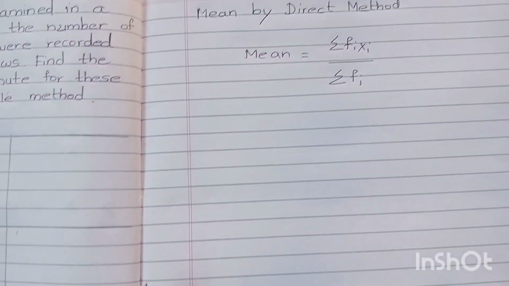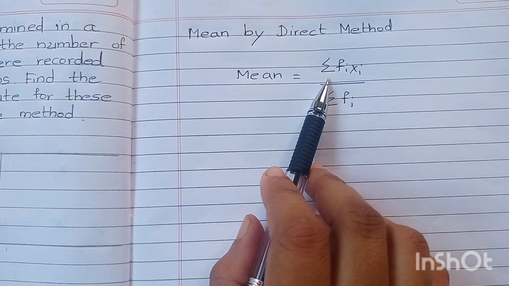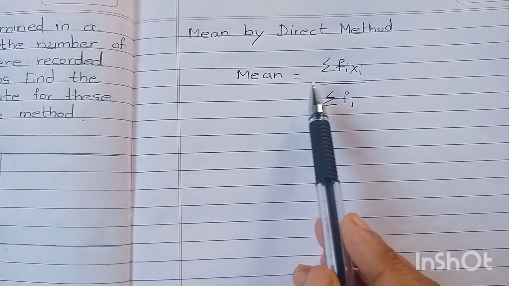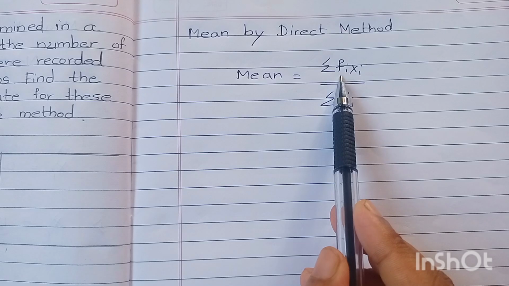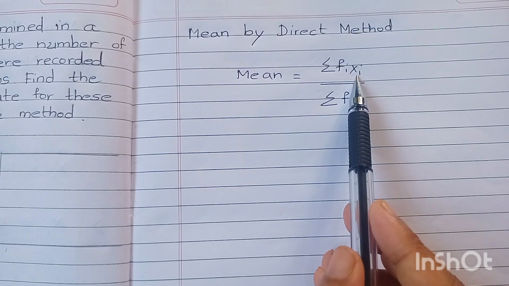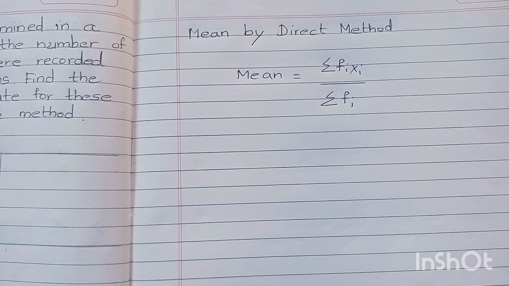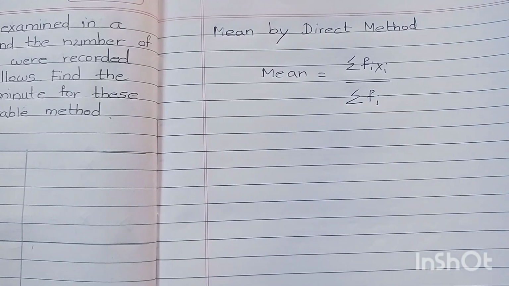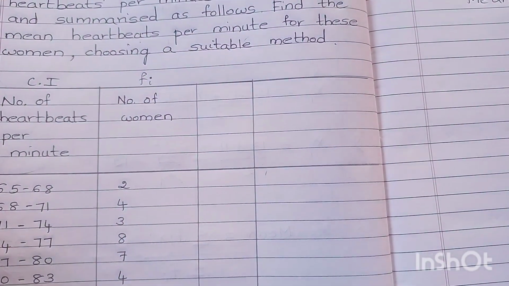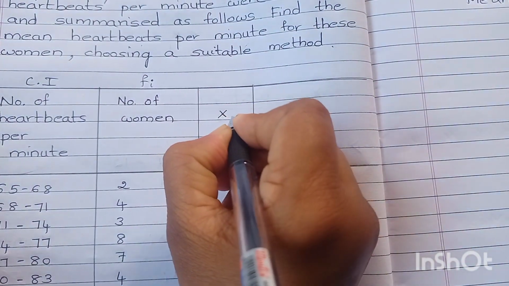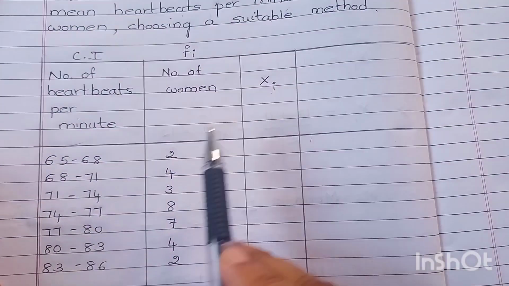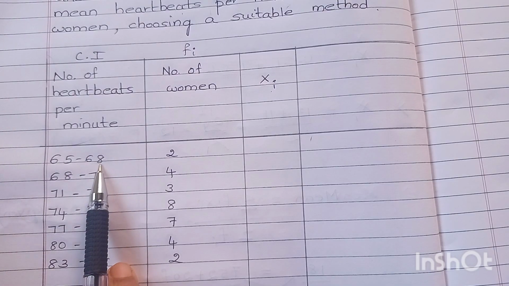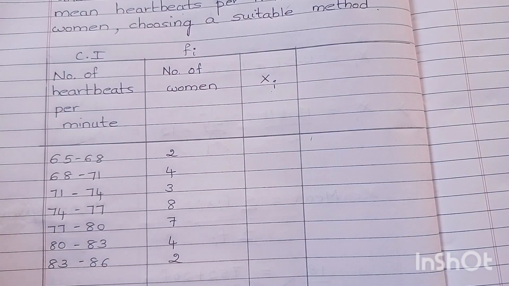See here. In the formula, mean is equal to sum of Fi xi divided by sum of Fi. We have the Fi column, meaning we have the frequency table. But Xi is the midpoint of the class interval, and we don't have the Xi column. First let us do that. Xi is the midpoint of this class interval, 65 and 68. We have to find the midpoint of this interval.